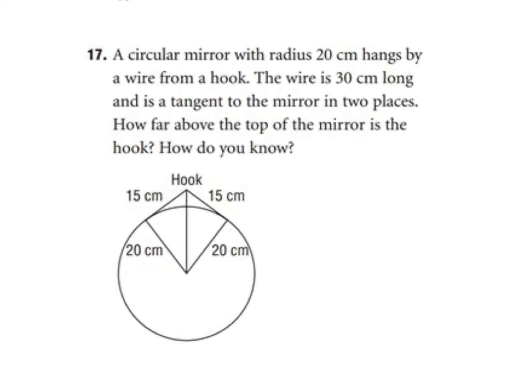Number 17 is a little bit trickier, so I'm going to take some more time to go through this. A circular mirror with radius 20 centimeters hangs by a wire from a hook. So here's the mirror. They've shown us the radius, 20 centimeters, good. The wire is 30 centimeters long, so it's been bent in half, so 15 and 15 makes 30. There's a hook in the middle, and it is tangent to the mirror in 2 places. So we would need to go through and figure out where it is tangent to the mirror. Well, I see right here that looks like it would be a tangent line, so I'm going to say there's a 90-degree angle there. There's also a 90-degree angle over there.